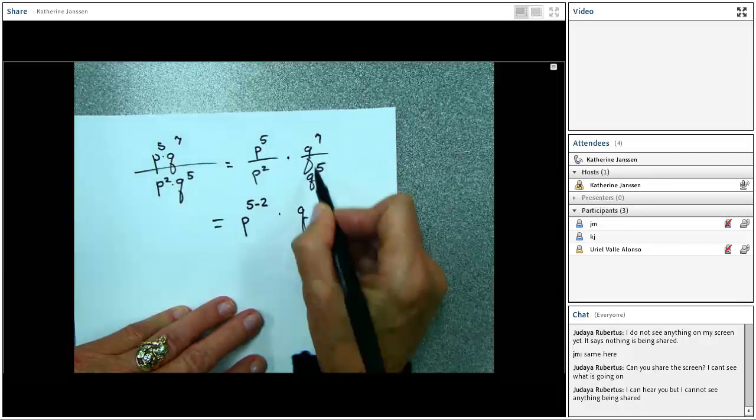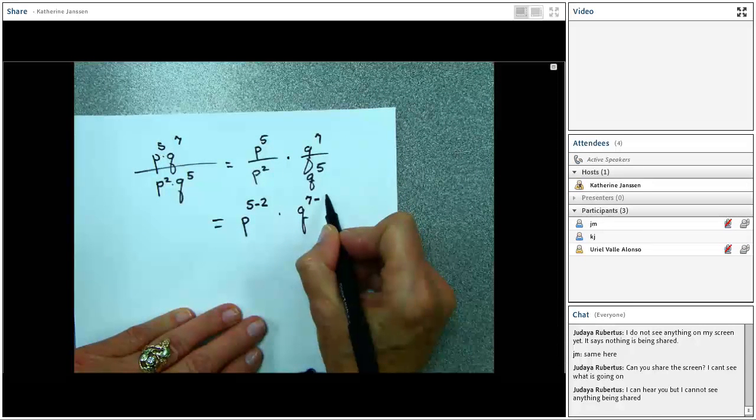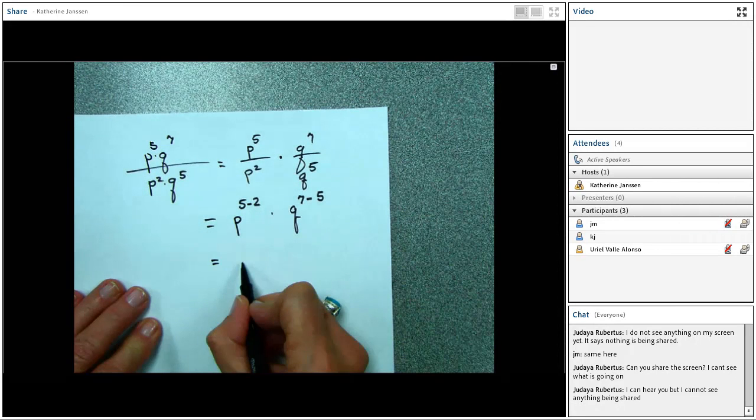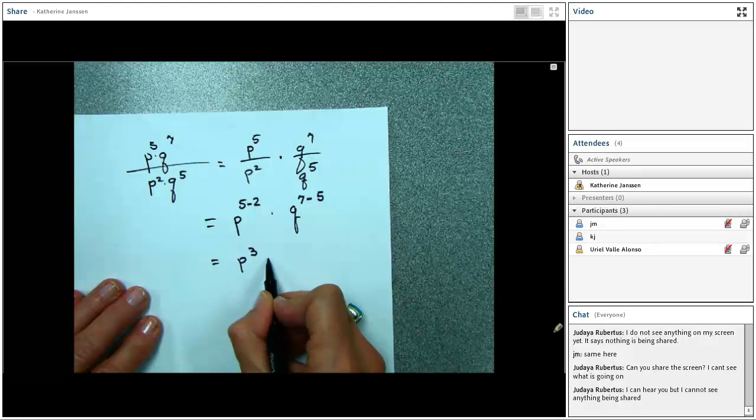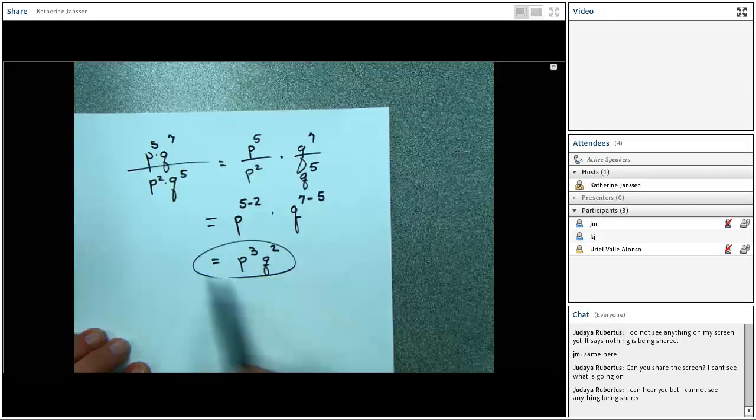I see the same base in the numerator and the denominator, so I'm going to subtract from the numerator's exponent the denominator's exponent. And as you work with this a little more, you could probably save yourself a mental math step or two.